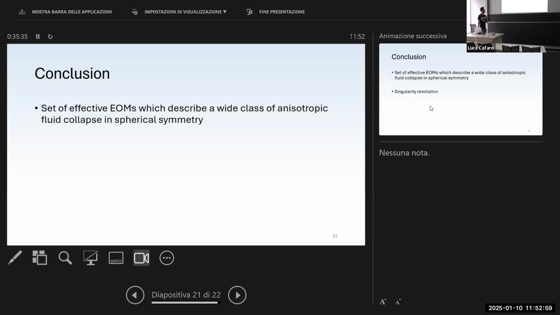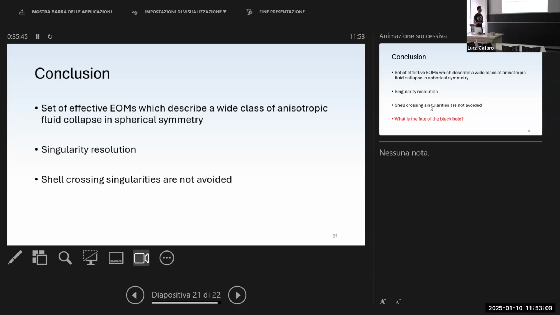Okay, what we realized by studying these two models is that in general, if you choose the right equation of state, the singularity is resolved and you get a bouncing star. On the other hand, we didn't solve the problem of shell crossing singularity. So it's not a problem per se, but you must study this shock wave. The dynamics of this shock wave is extremely complicated, and this is still unanswered.